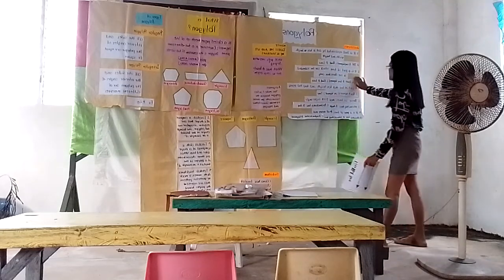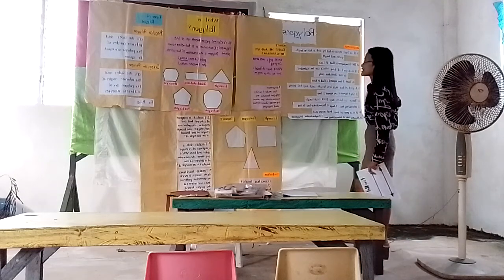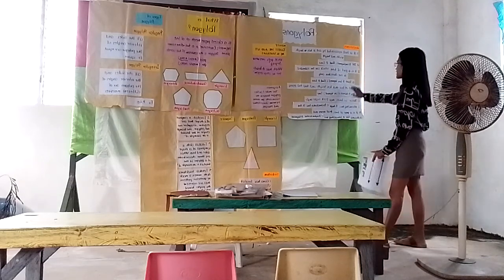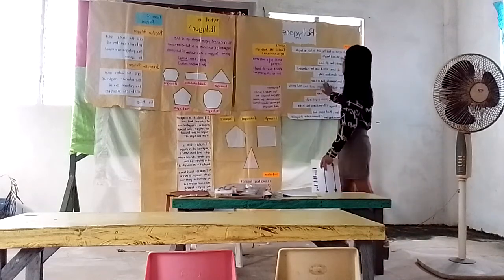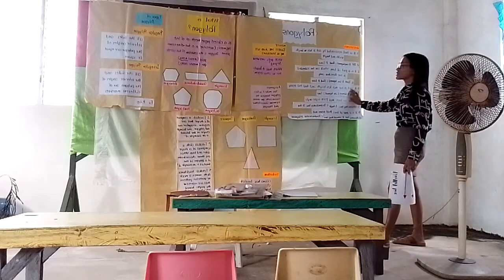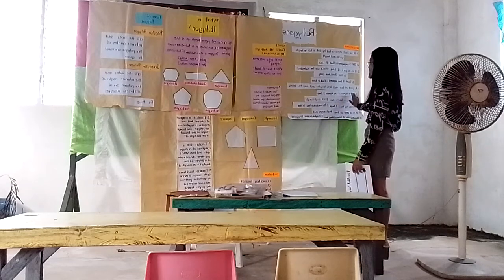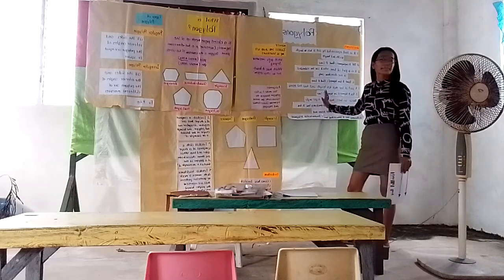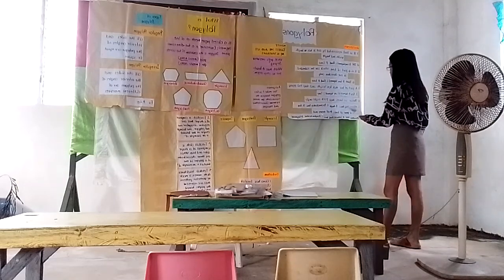Number 2: it is a part of a line that can be extended in one direction only. Letter A, point; letter B, line segment; letter C, line; letter D, dot. Number 3: a part of a line that has length and 2 endpoints. Letter A, ray; letter B, segment; letter C, line segment; letter D, line. And 4 and 5.